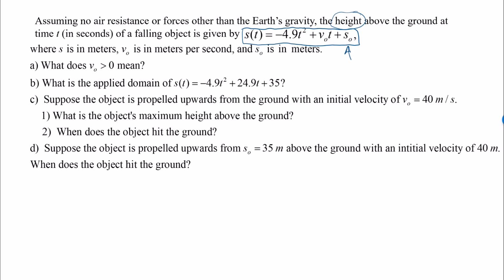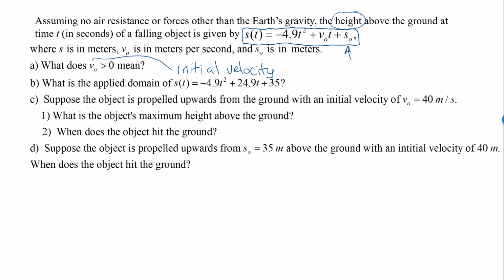Okay, part A said, what does v naught greater than 0 mean? And v naught was the initial velocity. So this could be if you threw it, or you shot an arrow, or you launched a rocket, or whatever. Initial velocity greater than 0. Now, greater than 0 is positive, so looking at this equation, if the v naught was positive, it would be adding another term on, so it would be adding to the height. If the velocity is positive, it means it's adding in the upward direction.